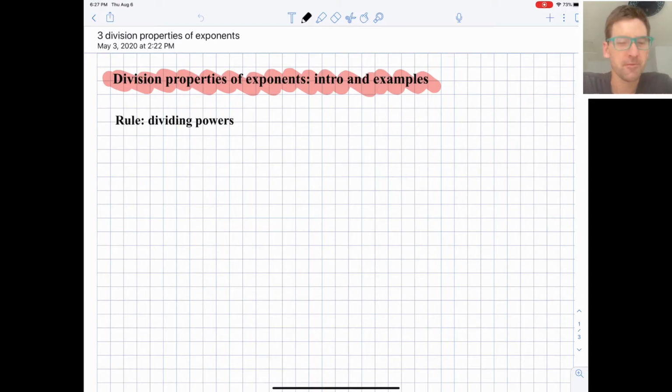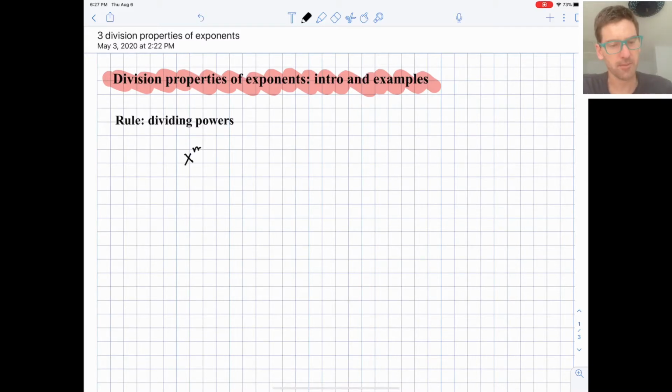All right, we're going to keep moving forward with our work on exponential functions. In this video, we'll cover some division properties of exponents with an introduction and some examples. So our main rule is a rule that helps us know what to do when we are dividing powers. And here's the rule right here.